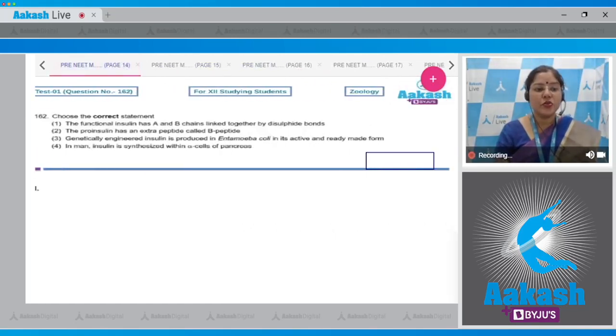Question number 162. Choose the correct statement. Statement 1. The functional insulin has A and B chains linked together by disulfide bonds. This is a correct statement. Second option, the proinsulin has an extra peptide called B peptide. This is incorrect because in the proinsulin, the extra peptide is called C peptide and not the B peptide.